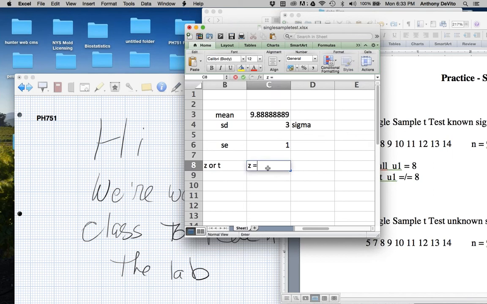And our z-score is going to be equal to the difference between the two means, mu1 minus mu2, or in this case, mu1 is 9.9 minus 8, over the standard error, which is 1. Okay, and if I resolve that, let me actually copy that out.